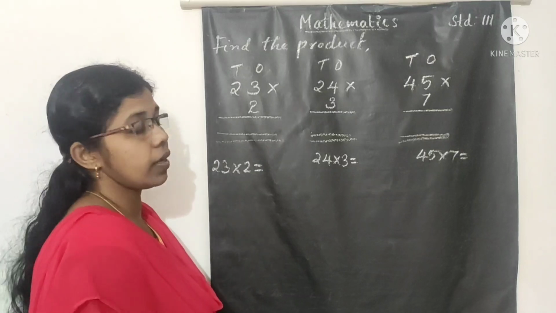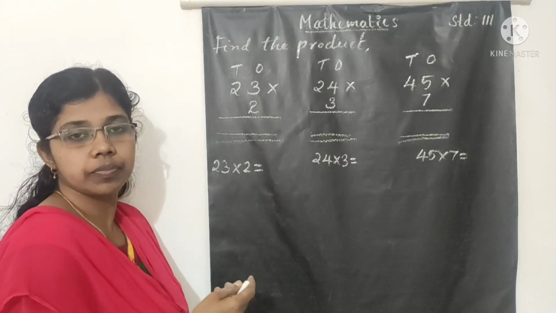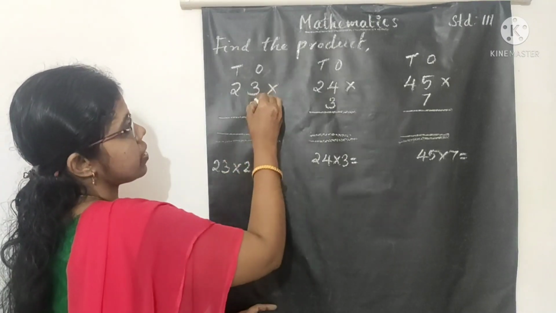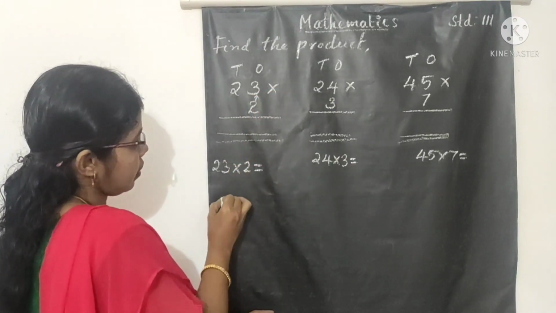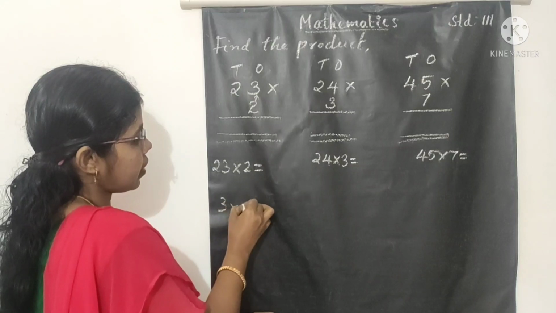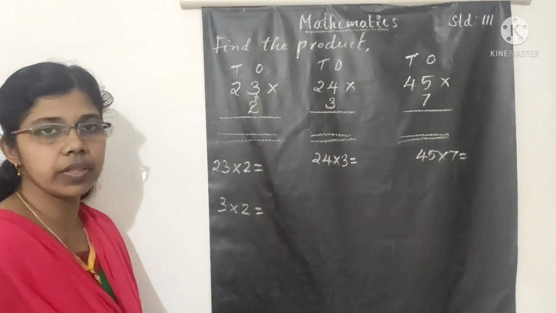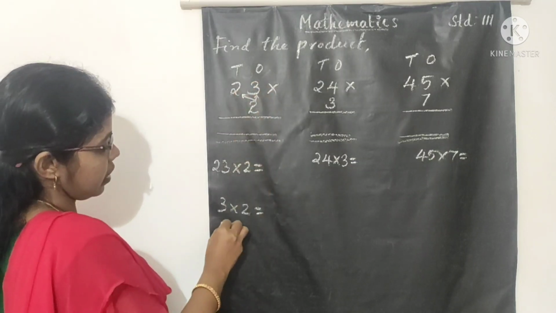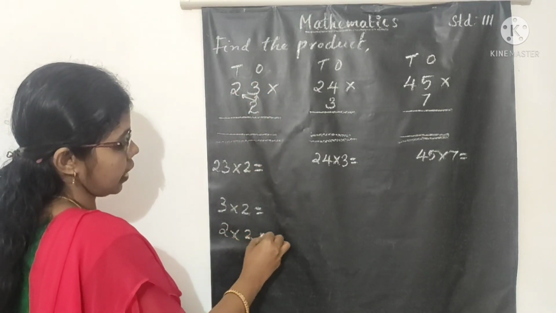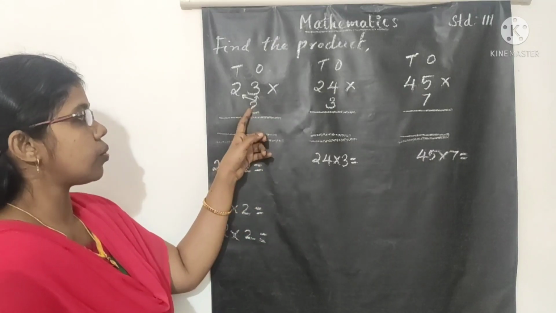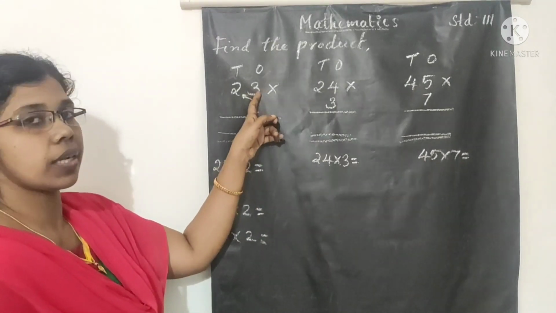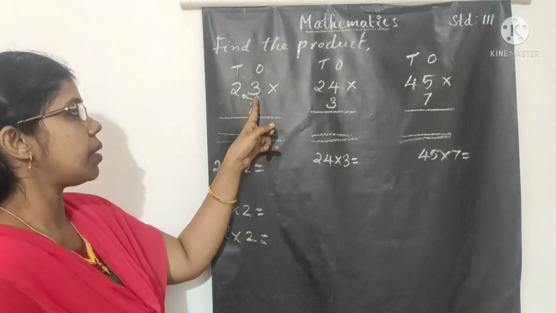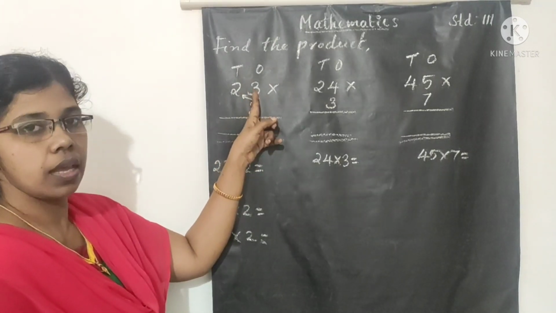How can we multiply? Here first multiply the ones place. That is 3 multiplied with 2. Then 2 multiplied with 2. First 2 multiplied with 3. Then 2 multiplied with 2. Here first multiply the ones place.